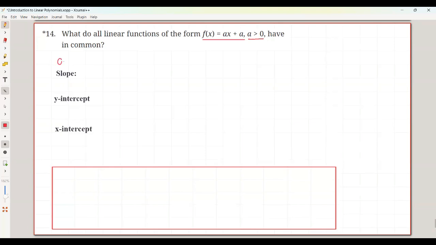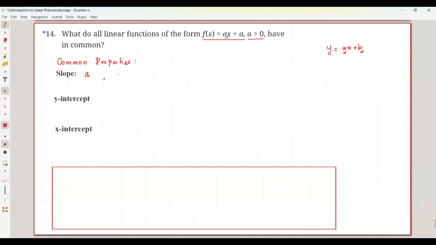Common properties means for all. What do common properties mean? You have to check the slope, y-intercept and x-intercept. The slope is nothing but a value. Slope is equal to a. We know the standard form y is equal to ax plus b. In this, a is the slope, b is the y-intercept. Correct?